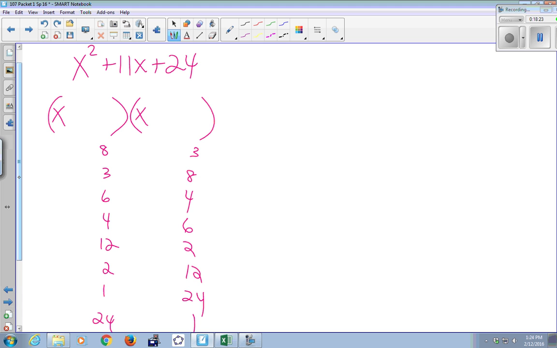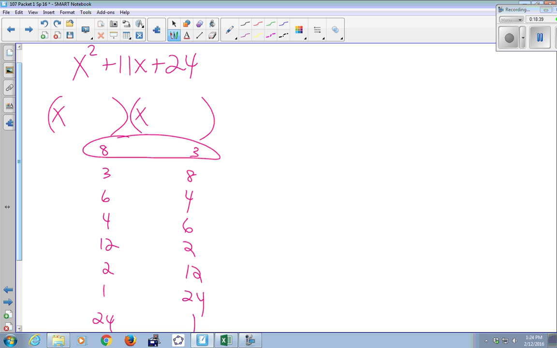So this is the trial and error method of factoring. You just have to list out all the possible factors of 24 and then trial and error it until you get the middle terms, the outer and the inner terms, to add up to 11x. So it's got to be the 8 and the 3.